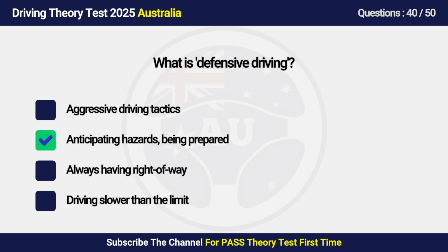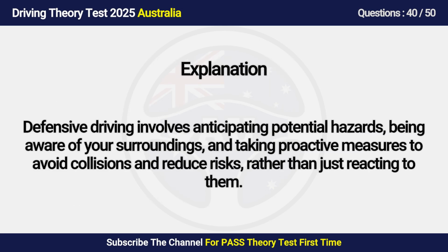Answer is B. Anticipating hazards, being prepared. Defensive driving involves anticipating potential hazards, being aware of your surroundings, and taking proactive measures to avoid collisions and reduce risks, rather than just reacting to them.